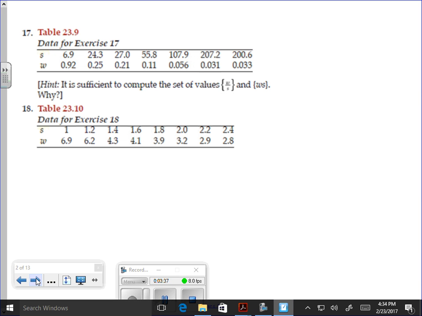On 17, you can try the same thing. Remember, if it's directly proportional, you'll have a constant number when you divide W by S. And for inversely proportional, you'll get a constant every time you multiply W times S. So, calculator, try W divided by S and see if you get the same number every single time.